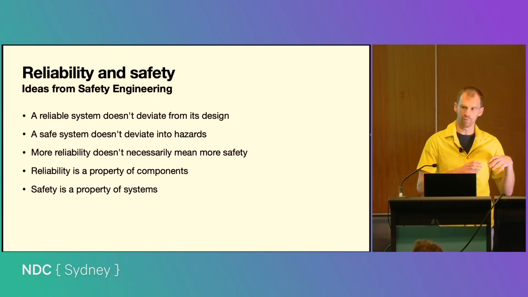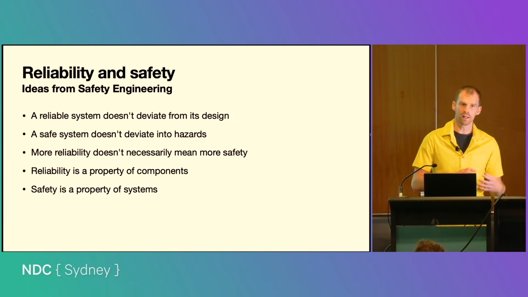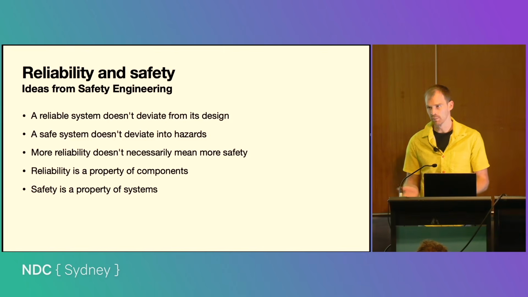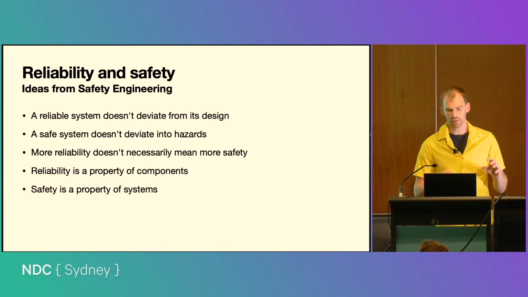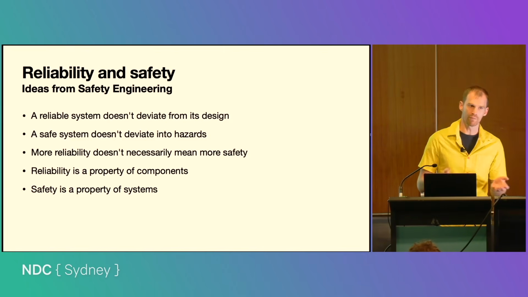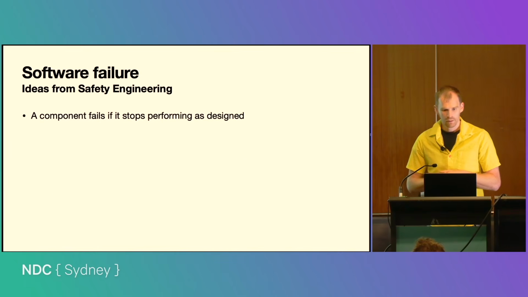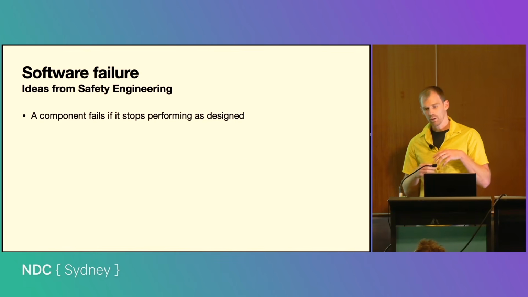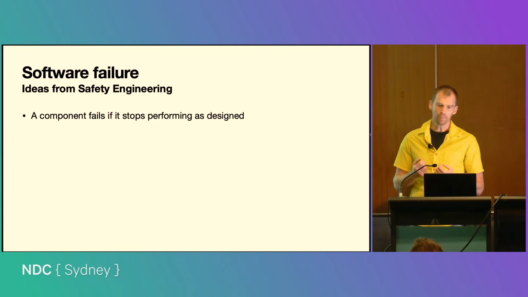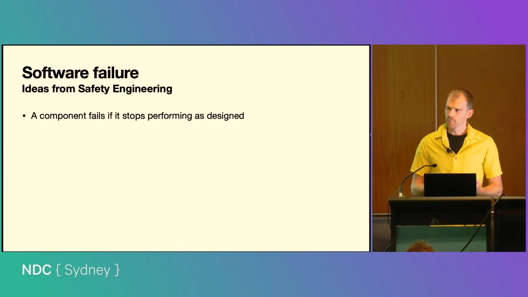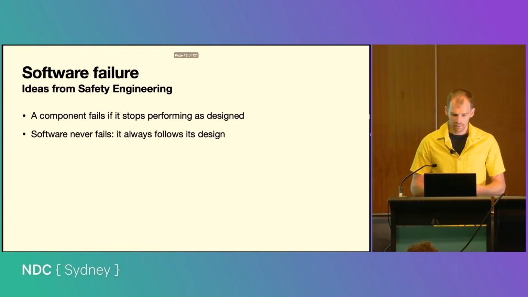Reliability is a property of components of a system, and safety is an emergent property of the system itself. And you can't talk about safety without considering the environment in which the system is operating in. So a component is unreliable, or it fails, if it stops performing as it is designed.